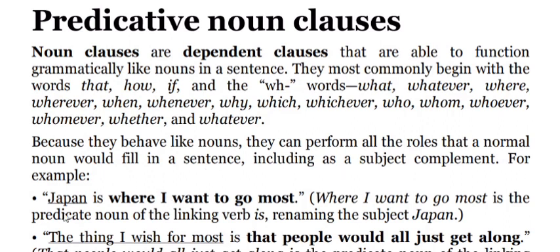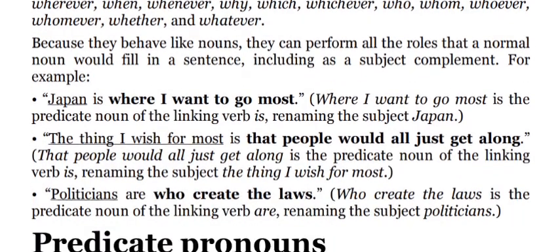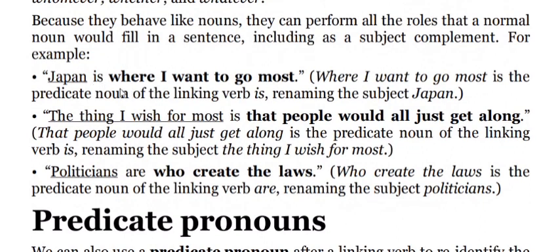For example, Japan is where I want to go most. Now, where I want to go most is the predicate noun of the linking verb is, renaming the subject Japan. In the above example, the predicate is where I want to go most. And what is the predicate noun?